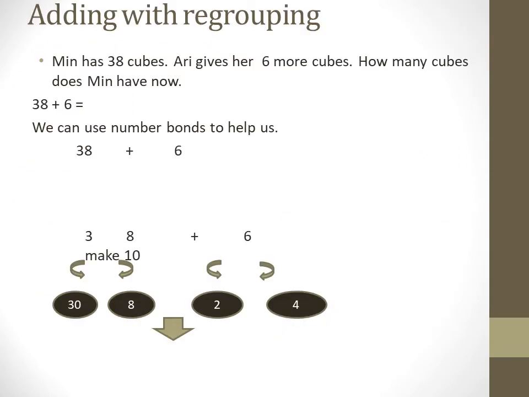Addition with regrouping. Min has 38 cubes. Ray gives her 6 more cubes. How many cubes does Min have now? We can write the number 38 as tens and ones. So we break 38 into its number bonds, 30 and 8.